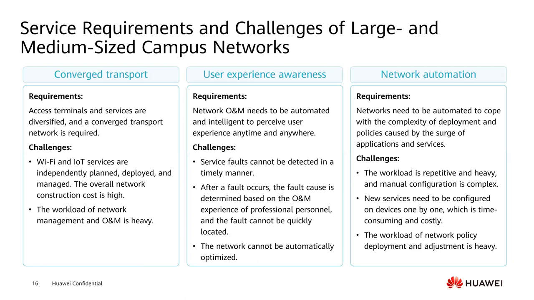To upgrade the campus network, we need to see the requirements and the challenges of large scale and medium scale campus network. So for the large scale campus network and the medium sized campus network, we have three main problems. The first one is the converged transport. The second one, we have to focus on the user experience. And the third one is network automation. Okay, these are the requirements and the challenges.